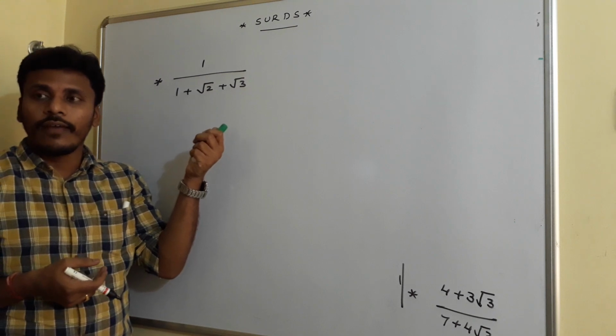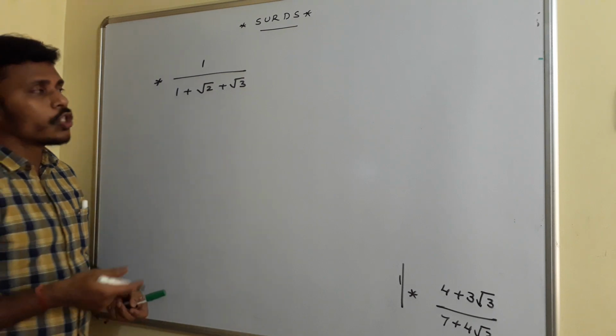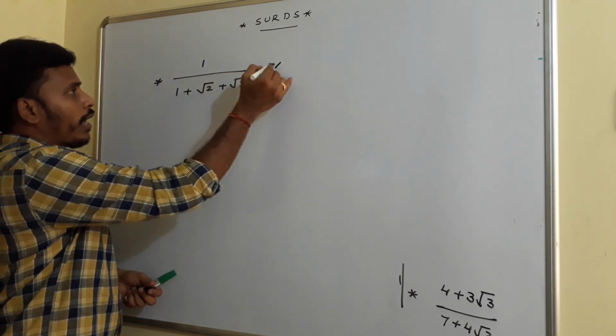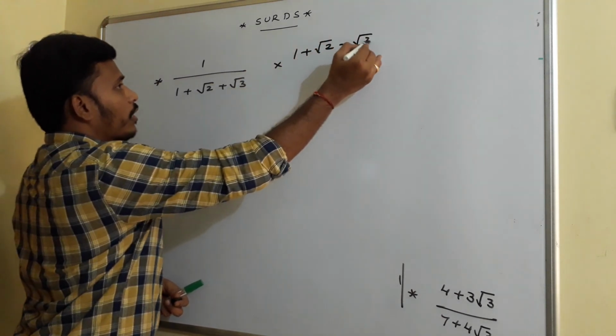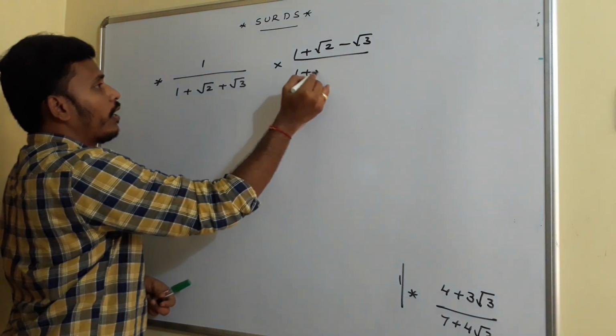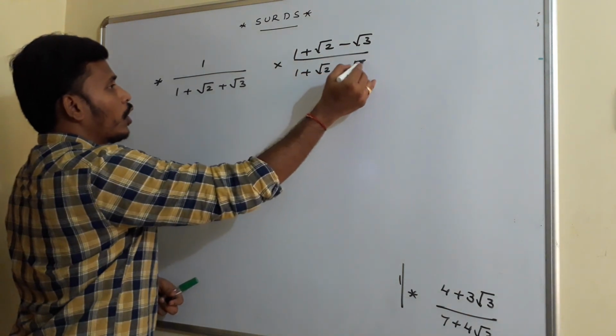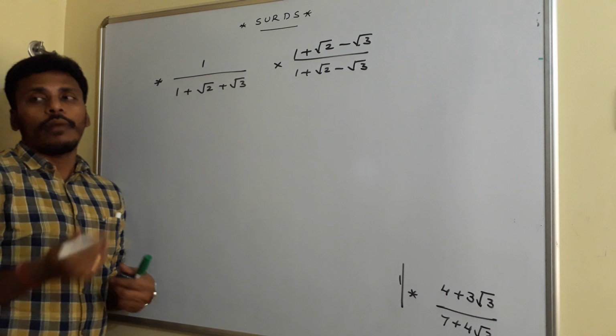But actually we don't have any direct rationalizing factor for the denominator. So go with the procedure. You just multiply both the numerator and denominator by changing the sign: 1 plus root 2 minus root 3, 1 plus root 2 minus root 3. You need to multiply both numerator and denominator.